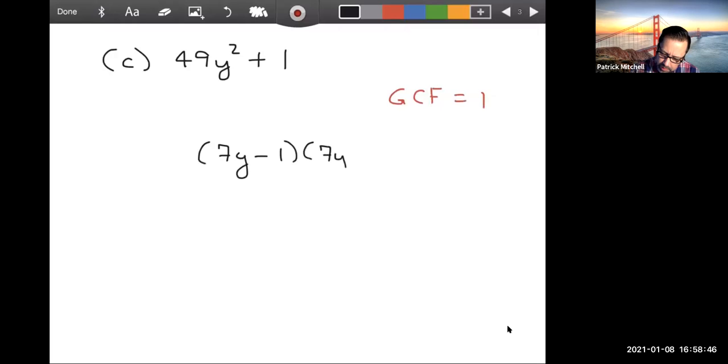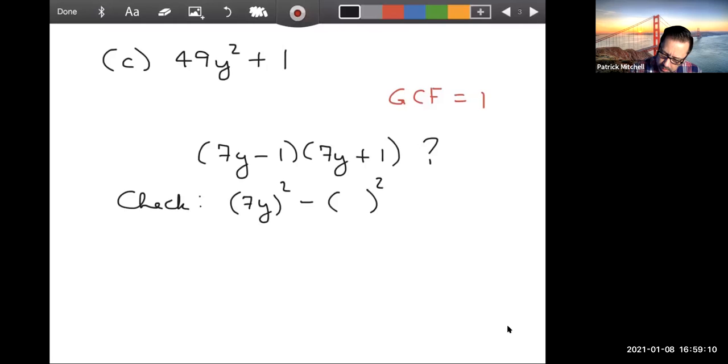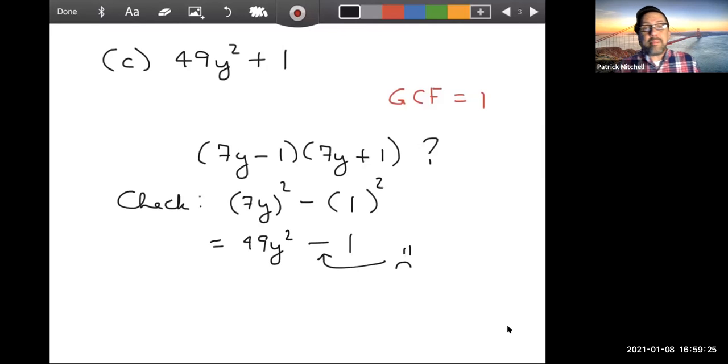So maybe now would be a good time to do the check. I'm going to put a question mark there. Okay, because you might notice something fishy about this. Okay, so again, this is multiplying the sum and difference of two terms. So instead of foiling that, I'm just going to do something squared minus something squared. And look what that gives me, 49y squared. Uh-oh. Minus 1. So close. Okay, but it doesn't quite work because that middle term sign is supposed to be a plus.